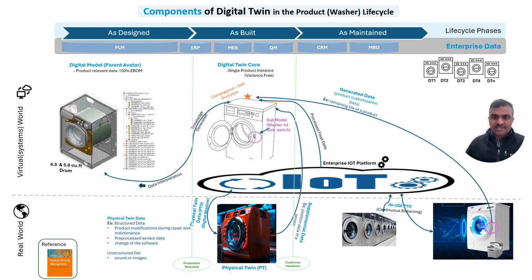The next one is generated data. It's also called product customization data. A straightforward example is to extrapolate the remaining life of a product based on the individual usage parameters. So in this one, with the same washer lid switch example, I wanted to know what is the remaining lifetime it can withstand, since many times the door was locked by slamming. So those are all the generated data from the physical twin.